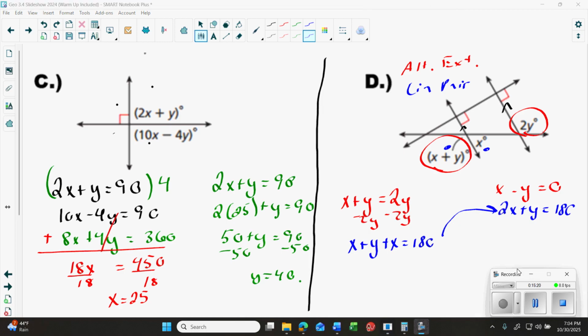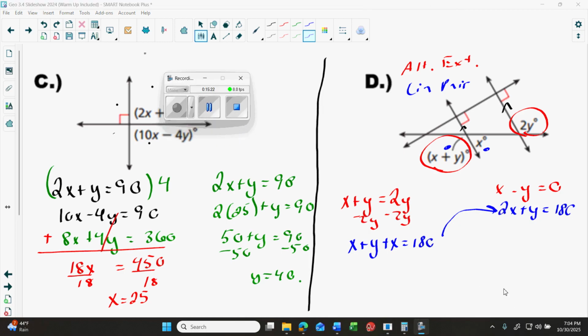Now I have a system. We'll move this guy over here. And adding them together, I have x plus 2x, 3x. Negative y plus y cancels. 0 plus 180, 180. Divided by 3, x equals 60.